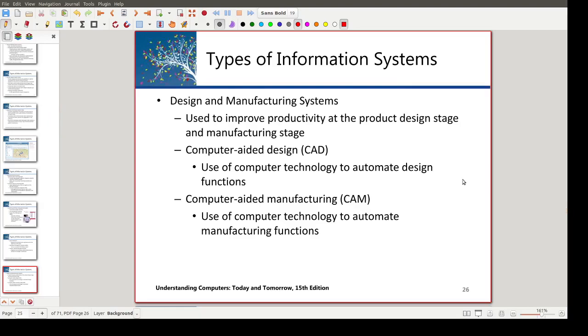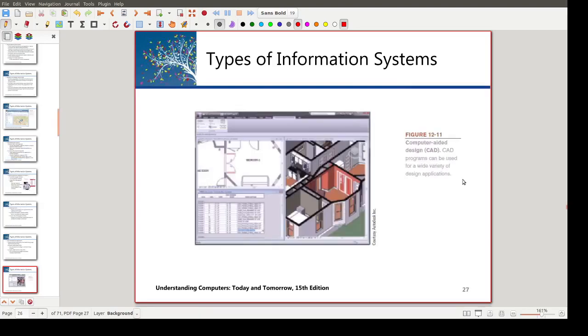The fifth type of information system is design and manufacturing systems, and it is used to improve productivity at the product design stage and the manufacturing stage. This can be done using computer-aided design, which is a computer technology to automate design functions, and computer-aided manufacturing, the use of computer technology to automate manufacturing functions. This is a computer-aided design program that can be used to provide a variety of design applications.